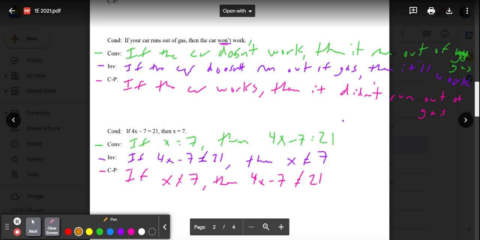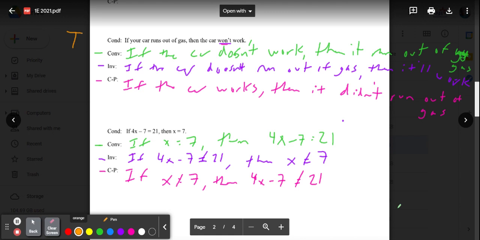All right, now what we're going to do is come off to the side, and we have to determine if these statements are true or false. Okay, and we're going to use this to sort of go to the third page. So if your car runs out of gas, then the car won't work, well, that's true. All right, car's got to have gas to work. It's true.